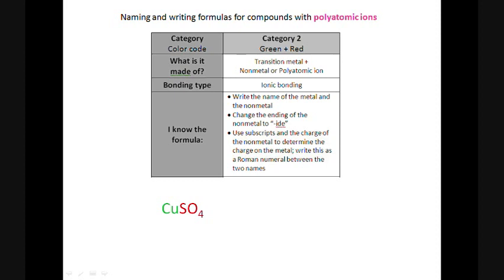So we need to use the rules we already know for naming category 2 compounds. Step 1 tells us to write the names. That's copper and sulfate. Step 2 says to change the name, but we know not to do that for sulfate because it's a polyatomic ion. Since copper is a green element, it needs a Roman numeral. So step 3 tells us to use the original subscripts and charges to determine copper's charge and the Roman numeral we need for the name. So we break out our AX plus BY equation, and we know that we need to find X. That's the part that stands for copper's charge.